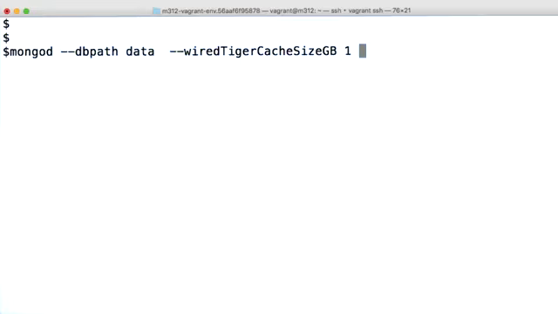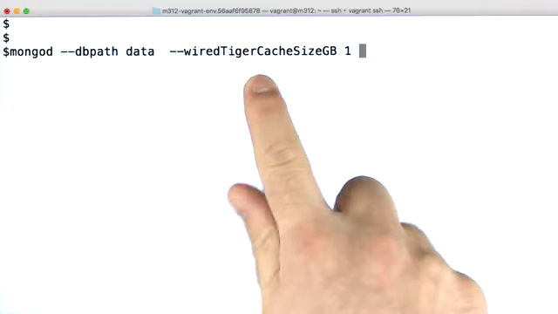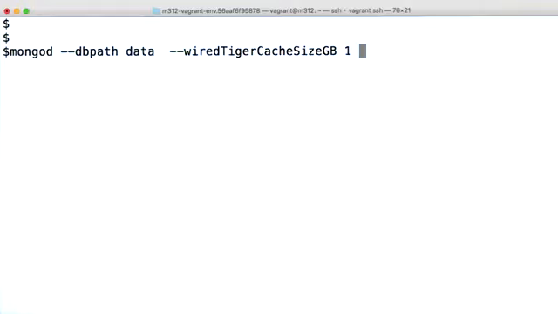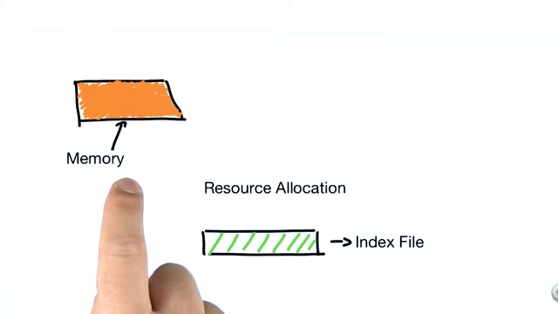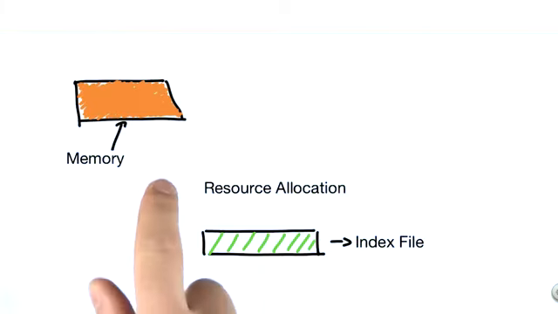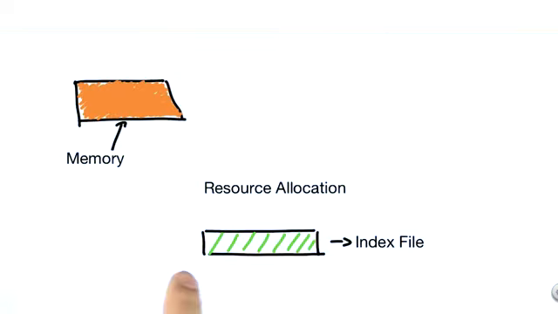Now, if I start my MongoDB with the WiredTiger cache size of 1 gigabyte, for example, I know that the size of my memory is larger than that, but the amount of cache size that I'm allocating is only going to be 1 gigabyte. So my indexes will be placed within that cache size of 1 gigabyte.